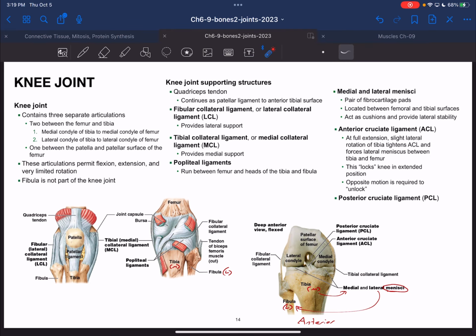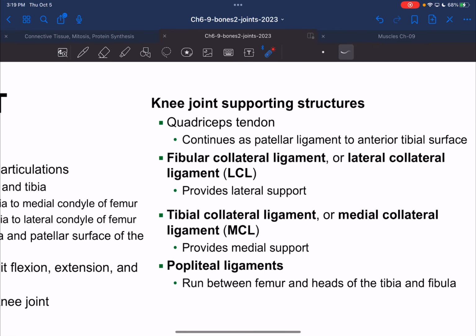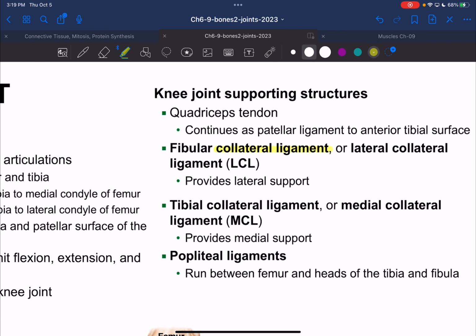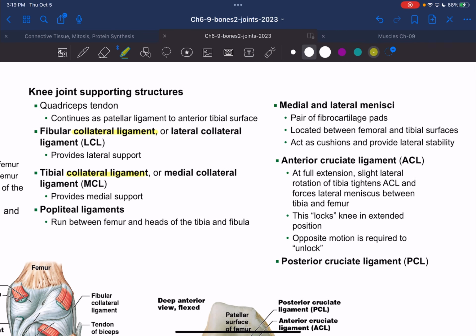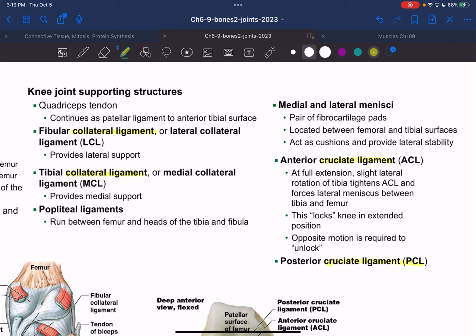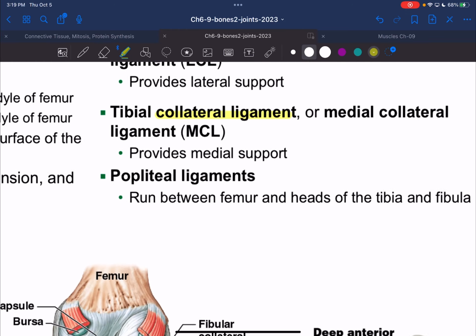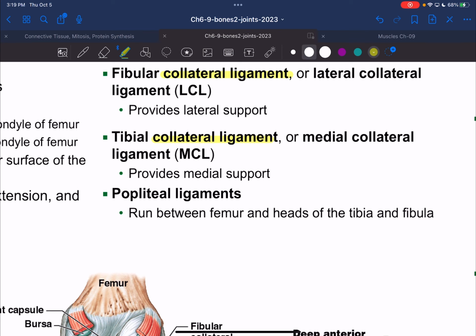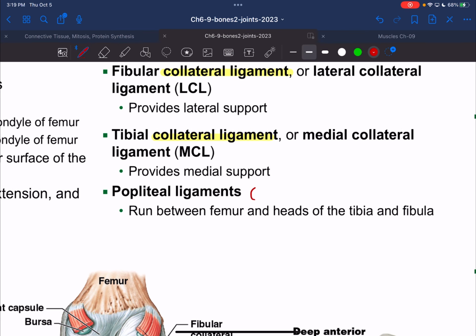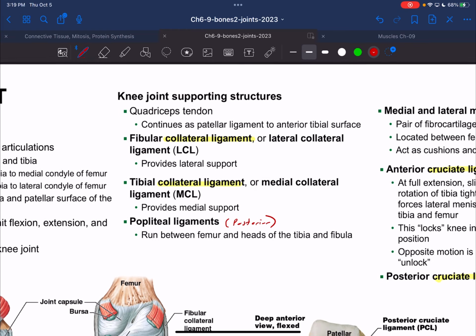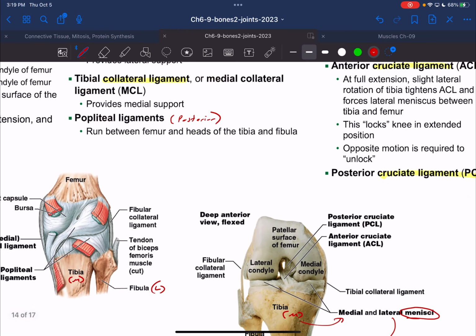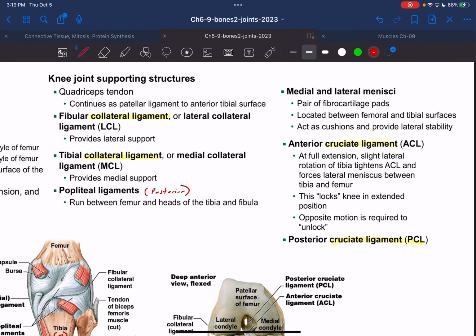What do you need to know as students here? You just need to understand the basic concept behind the word collateral, the basic concept behind the word cruciate, right? That they cross through. Collaterals do not. And then two simple concepts. Popliteal ligaments are going to be found where? Posterior or anterior? Posterior. So let's write that in there. You should know this by second nature if you know your anatomical regions. And then any ligaments called patellar will be on the anterior side.